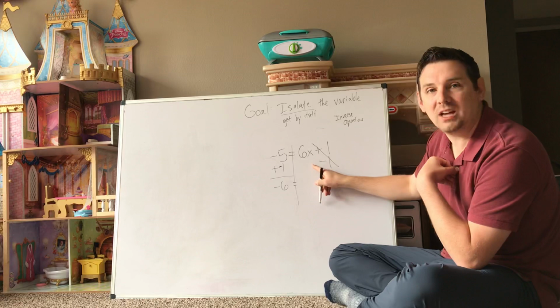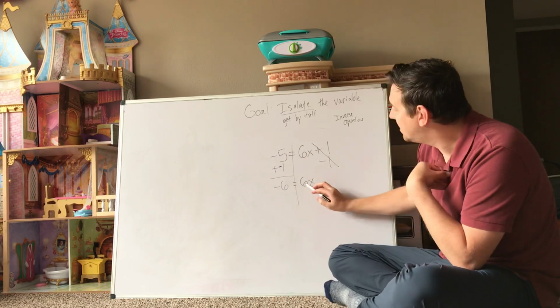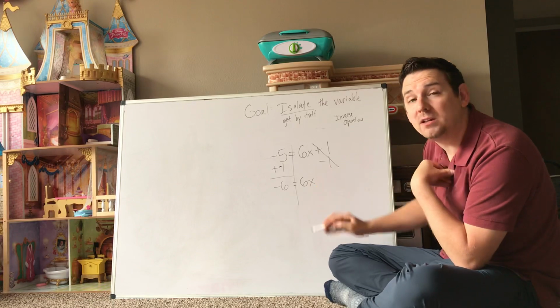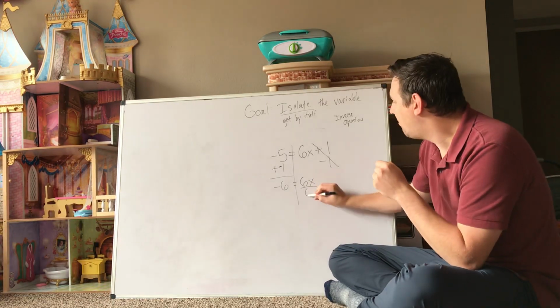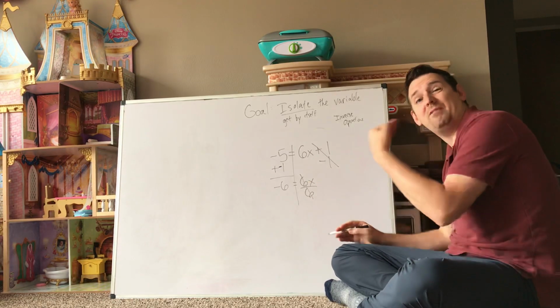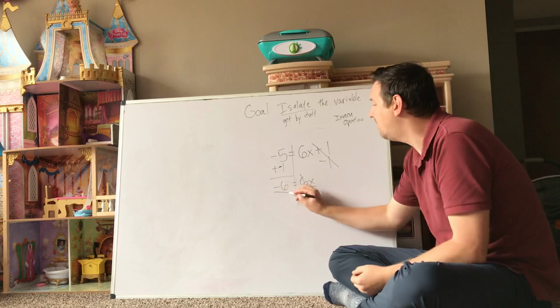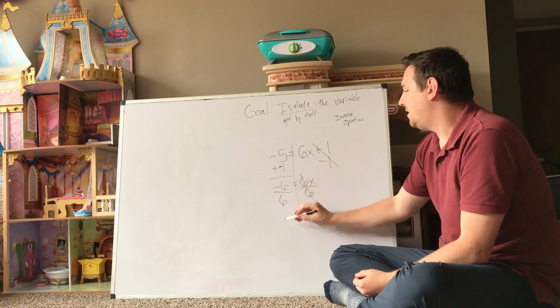What's still on this side? 6x. How do we get rid of the 6 when it's next to it? That means multiply, so the opposite of multiply is divide. If I divide this by 6, that would make our 1x. If I divide this side by 6, I need to divide this side by 6. 6 divided by 6 is 1.